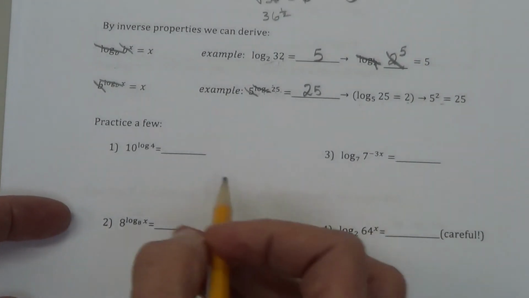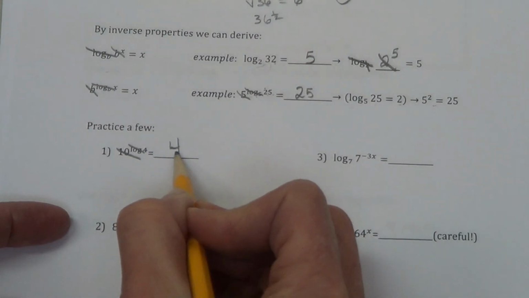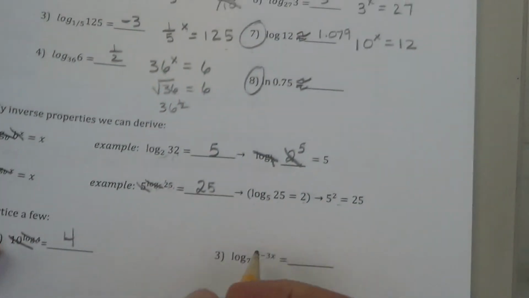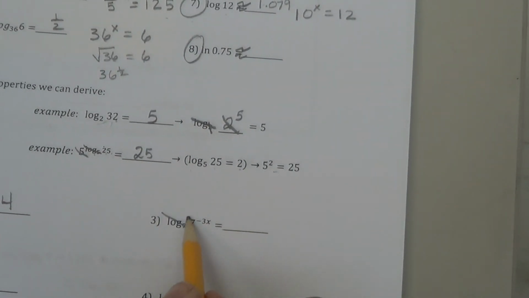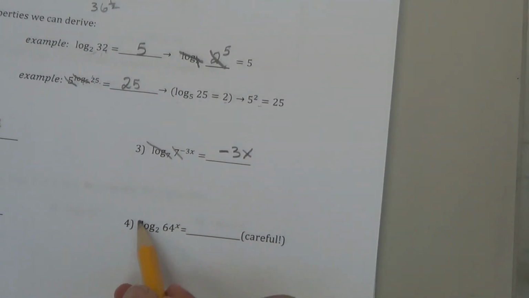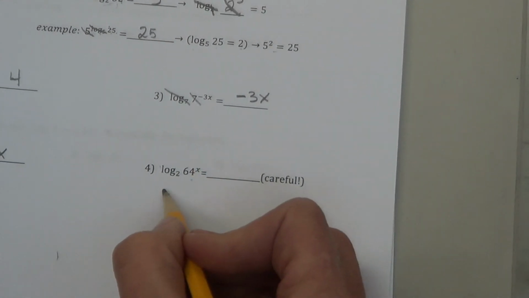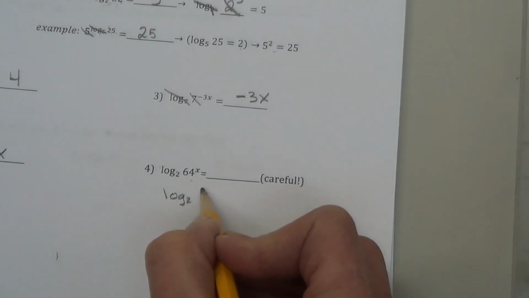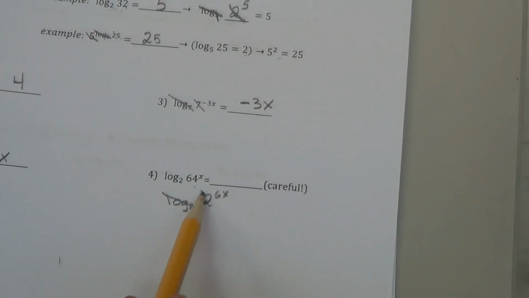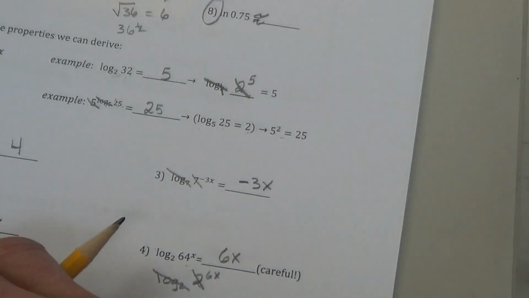So let's go down and do these few real fast. 10 to the log 4, we can see equals 4. 8 to the log base 8 of x equals x. Log base 7 of 7 to the negative 3x equals negative 3x. And log base 2 of 64 to the x, ooh, we have to change that 64 into an exponent of 2. So log base 2 of 2 to the 6th to the x. Now we can cancel our log base 2 and our base 2, and we get 6x.